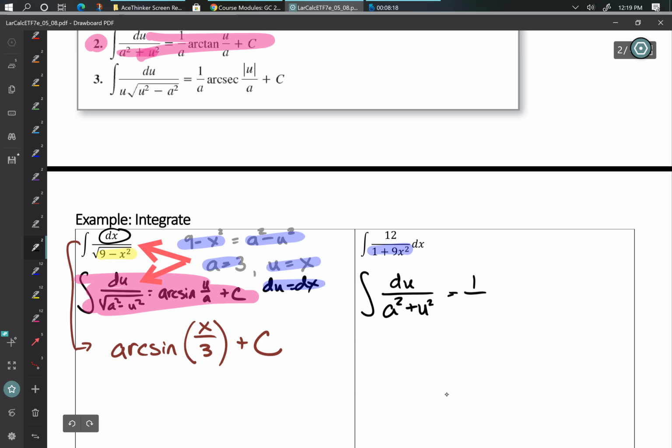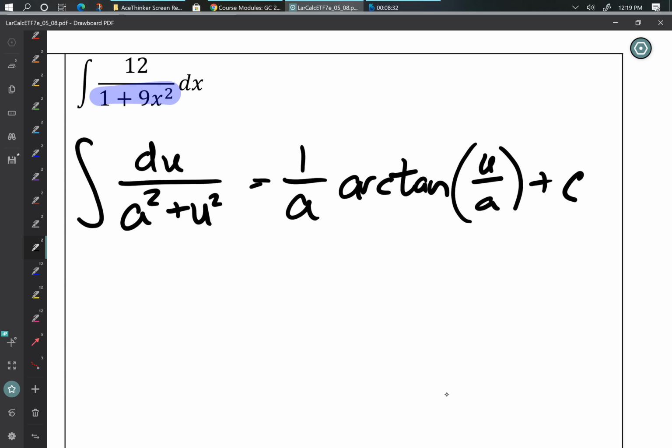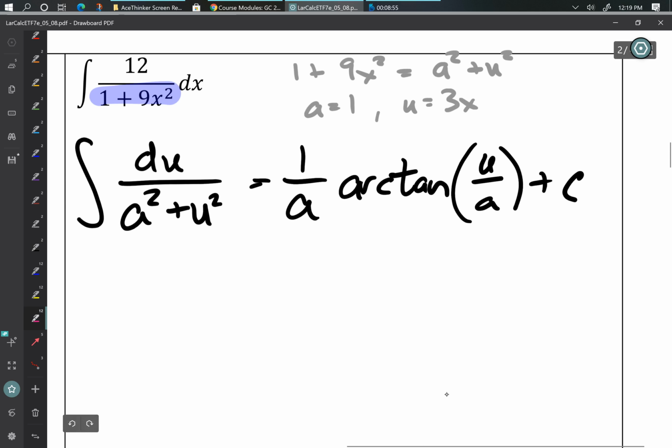So now what I need to do is compare what I'm supposed to be seeing for this to be arctangent to what I actually am seeing. Right? Well, if this is arctangent, then 1 plus 9x squared needs to be a squared plus u squared, which would mean that a would have to be 1 and u would have to be 3x. And I'm going to highlight that because that's the mistake that people will make. They'll forget that that entire term, 9x squared, is equal to u squared. And they'll just do the x squared is the u squared, and they'll get that u is 9x instead of 3x. So be careful with that one.